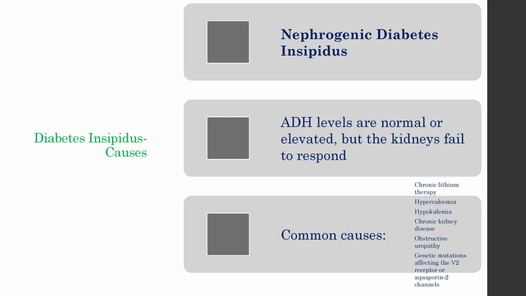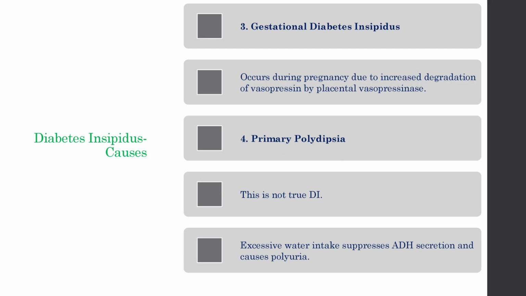Number 2. Nephrogenic diabetes insipidus. Here, ADH levels are normal or elevated, but the kidneys fail to respond. Common causes include chronic lithium therapy, hypercalcemia, hypokalemia, chronic kidney disease, obstructive uropathy, and genetic mutations affecting the V2 receptor or aquaporin 2 channels.